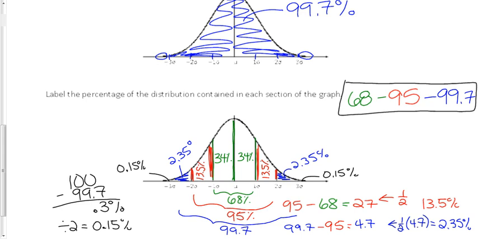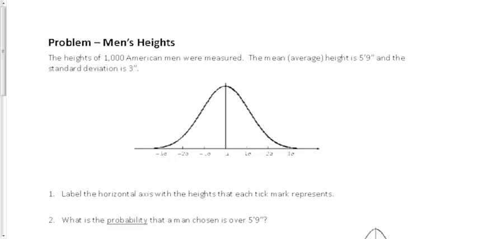Okay, so we need to understand how to calculate any of these. We need to know that 68, 95, 99.7% rule. But in reality, what do they mean? What does it mean to say something's normal? What does it mean if you're within one standard deviation of the mean? Let's take this to something we can visualize. And if you turn the page, we talk about the men's heights.